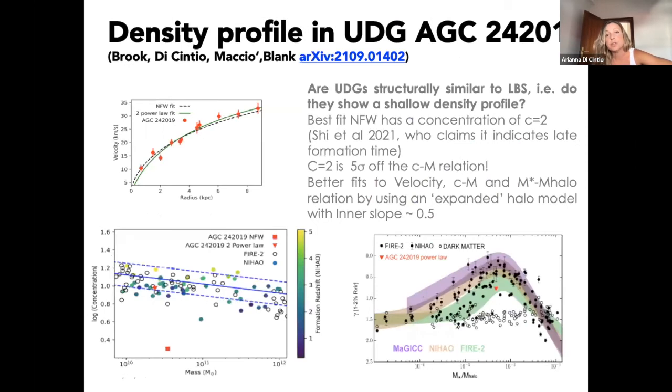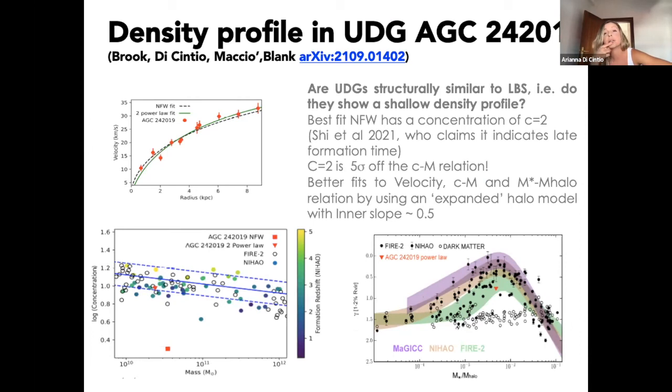Another aspect of UDGs that we are interested in, and we put out a paper last year with Chris and Andrea, is to look at the density profiles of observed UDGs. The question we want to answer is, are UDGs similar to low surface brightness galaxies? In the sense, do they show cores? You know that the strongest signature of cores happens exactly in low surface brightness galaxies.